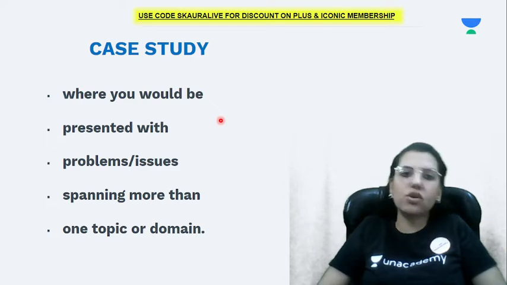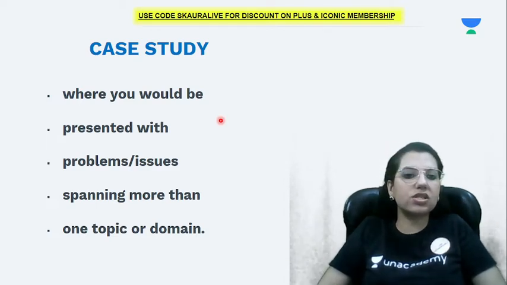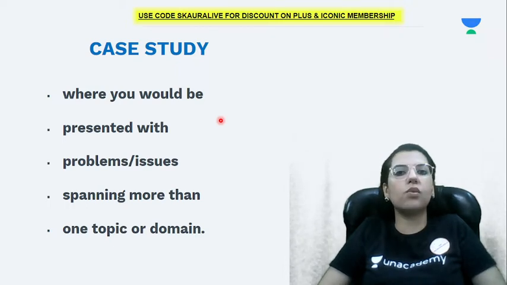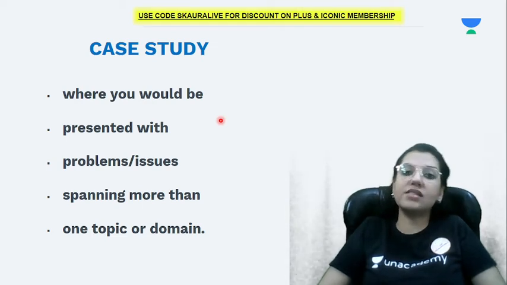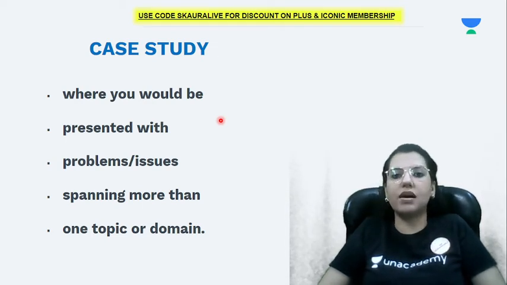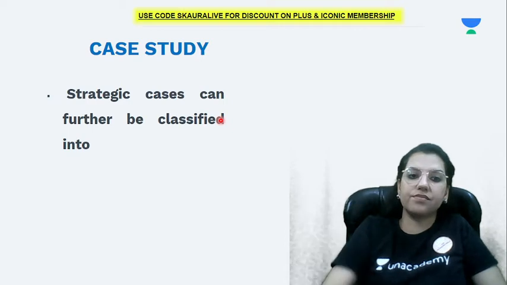No. There could be issues that are spanning more than one domain or more than one topic. What to do then? You need to get yourself aligned with the HR and the marketing, or maybe the finance and the marketing, or maybe with the marketing and the HR. That is the role of a strategic manager.